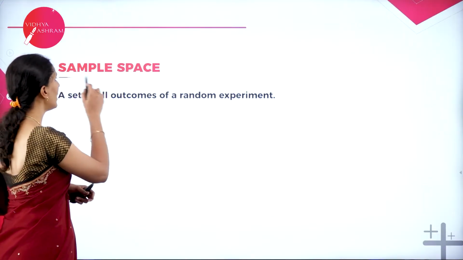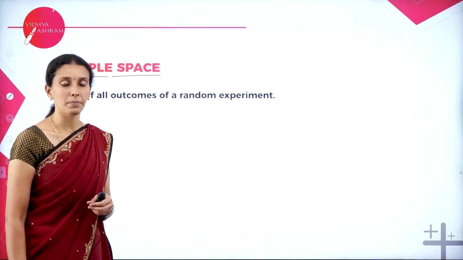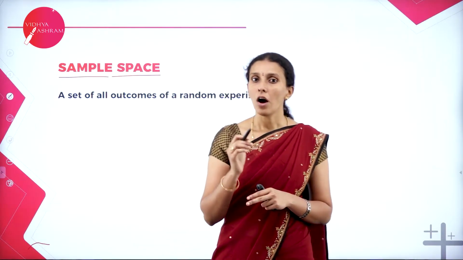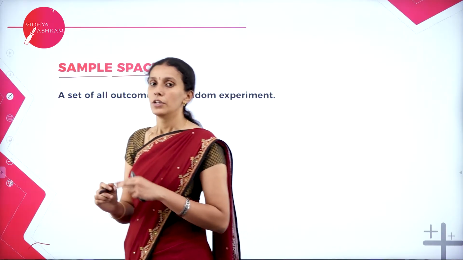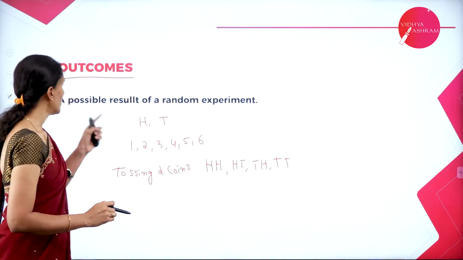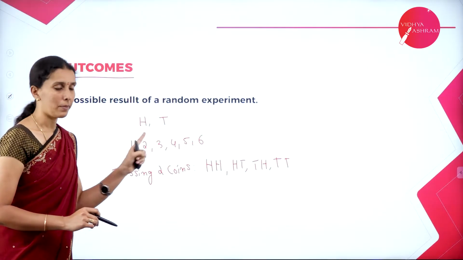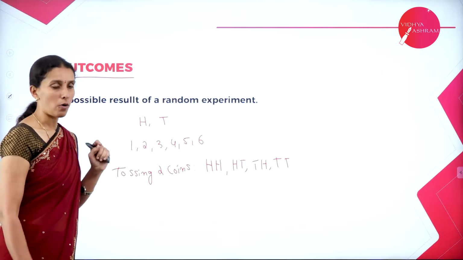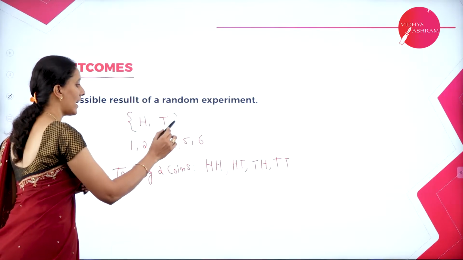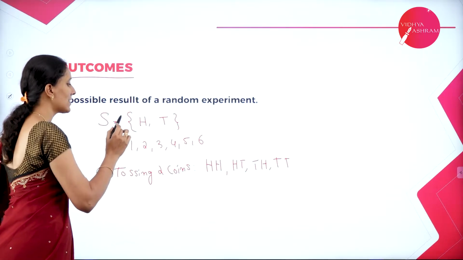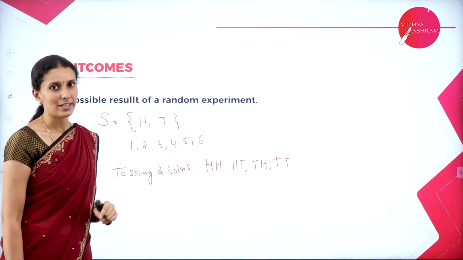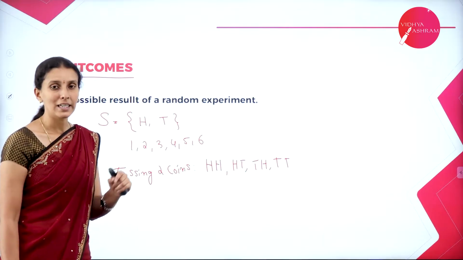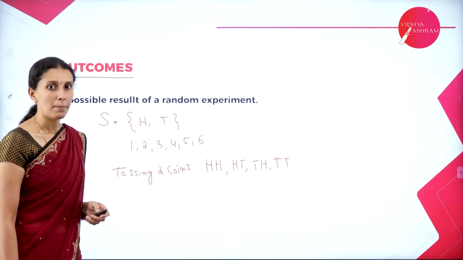Next one is very important, that is the sample space of an experiment. What do you mean by sample space of an experiment? It is the set of all outcomes of a random experiment. So for example, I have given an example of tossing a coin. H is one outcome, T is one outcome. If you write it in the form of a set, denoted with the letter S, this is the sample space of an experiment. That is, writing all the possible outcomes of a random experiment is nothing but a sample space.